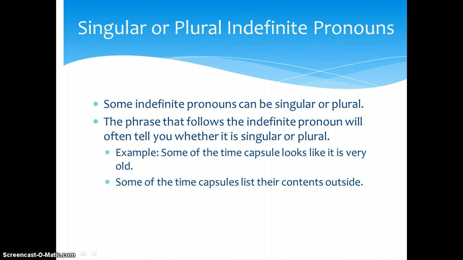The next example, some of the time capsules list their contents outside. So now some is a plural indefinite pronoun because of the phrase after it, of the time capsules, which is plural, and their is a plural personal pronoun. So in this case, you have the same word, some, in both examples, but in the first one, it's a singular indefinite pronoun, and in the second one, it's a plural indefinite pronoun. So you can see how that could be confusing, and it can also be very difficult.